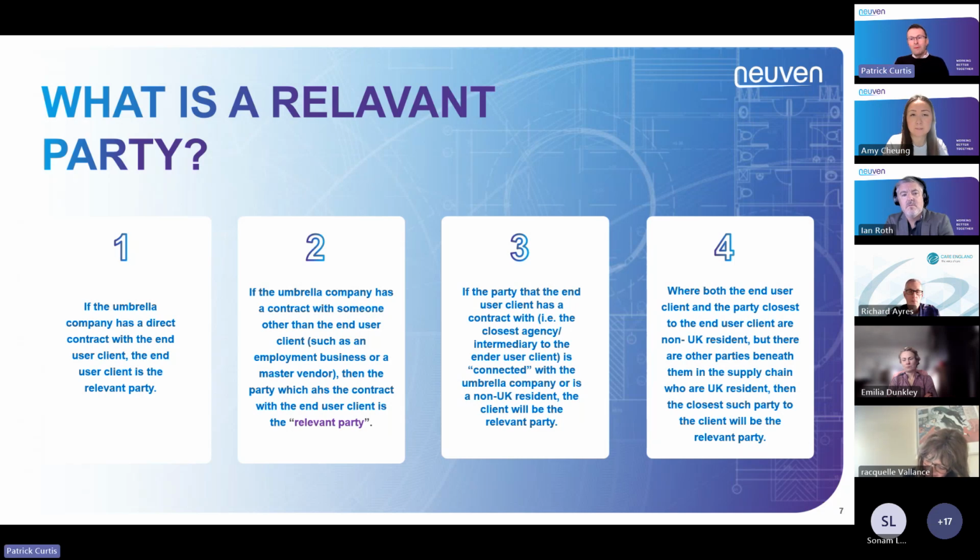So an umbrella company is the company that employs the temporary worker. That is obviously liable to pay PAYE and NI. Anybody who meets the definition of a relevant party is also liable to pay that PAYE and NI.